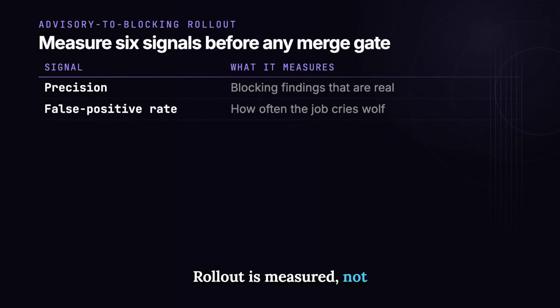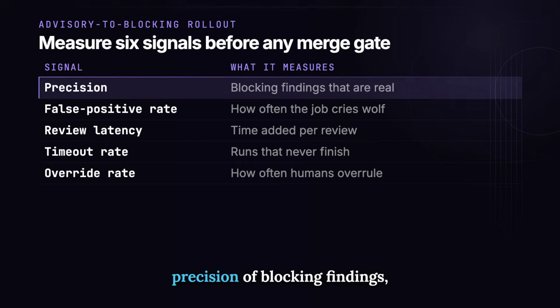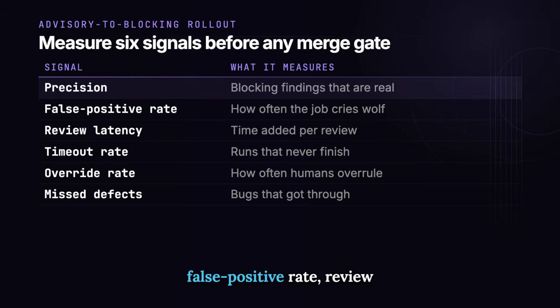Rollout is measured, not guessed. Track precision of blocking findings, false positive rate, review latency, timeout rate, developer override rate, and missed defects. Promote to a merge gate only when the policy owner accepts the measured behavior and a human-readable override path exists. Until then, the job stays advisory. It informs, it never decides.